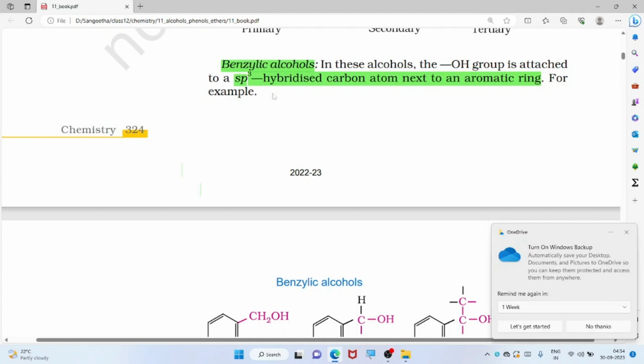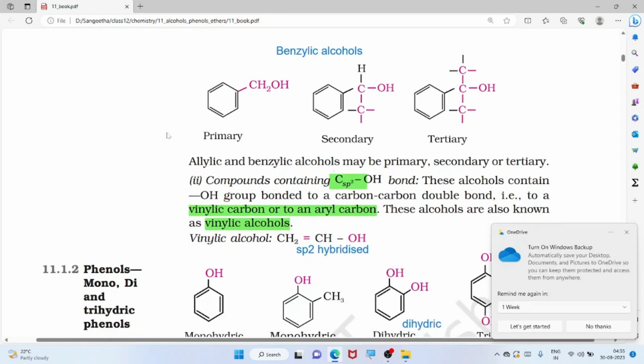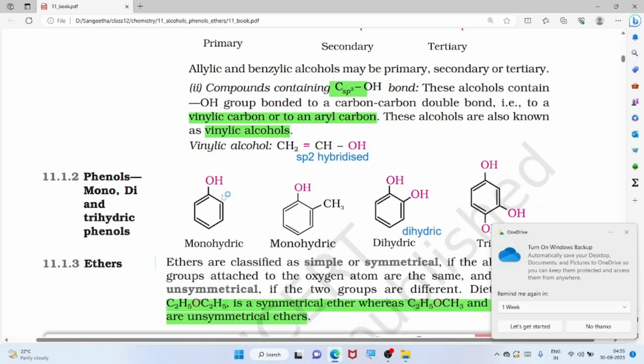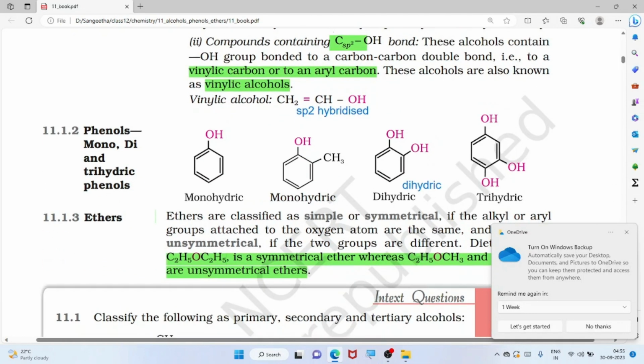And the benzylic alcohols: the sp3 hybridized carbon atom next to an aromatic ring. This is the aromatic ring. So this carbon atom, this is sp3 hybridized, connected to the aromatic ring. So this is benzylic alcohol. If it is directly connected like this, then it is a phenol. This is benzylic alcohol, this is phenol: direct connection, but in benzylic it is connected to the benzene ring through a carbon atom. So here it is sp2 because of this double bond here.